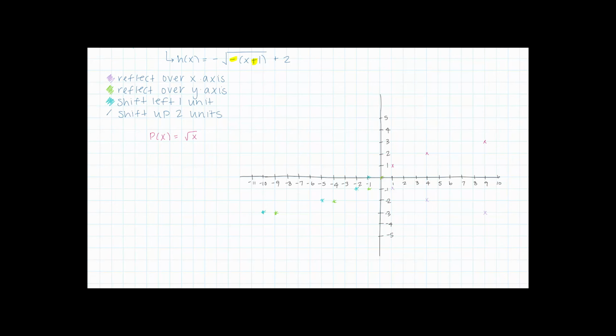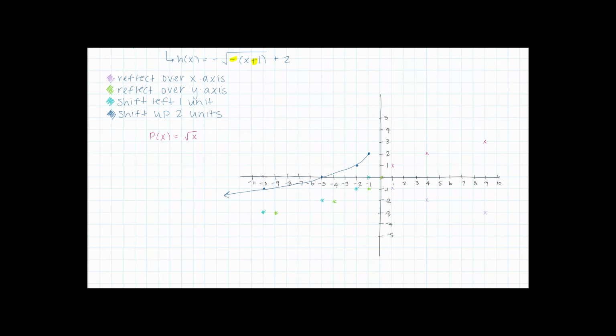And then lastly, we're going to shift everything up 2 units. So I'll take the turquoise ones and move them up 2. So 1, 2. And so this is going to be my final graph. It looks something like that.